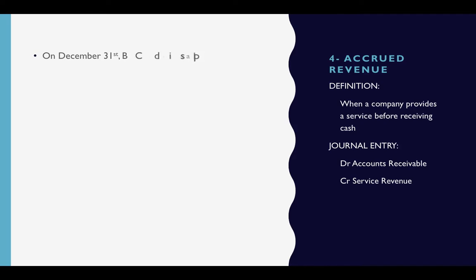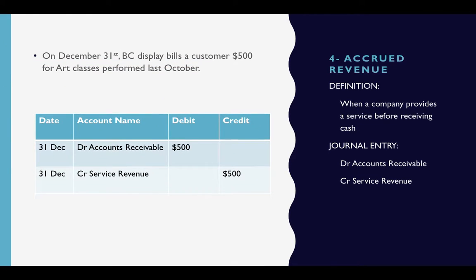So an accrued revenue is when a company provides a service before receiving cash. Let's say on December 31st, BC Display bills a customer $500 for art classes performed last October. Therefore, you would debit your accounts receivable of $500 and you credit your service revenue of $500 as well.